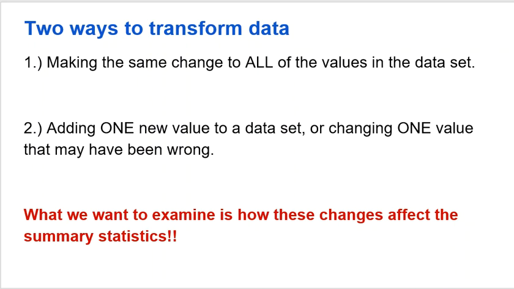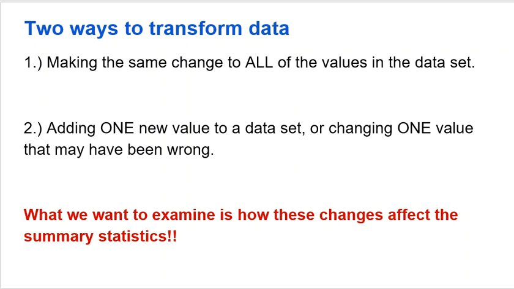The second way you could transform the data is by adding one new value to the data set or changing one value that may have been wrong. So maybe you realize, oh, I had 99 pieces of data, I was supposed to have 100. I forgot one, it got lost in the paperwork. So I'm going to add that new data into my values. Or maybe you typed one of your data values in wrong. You typed it as 7, it was supposed to be 70, so I've got to go back and change it to a 70. So, when you change one value, how does that impact your data?